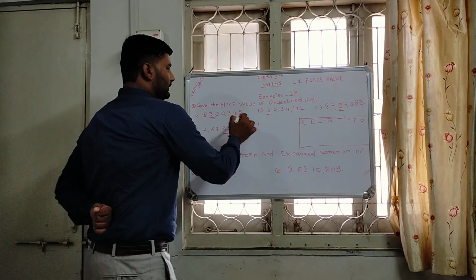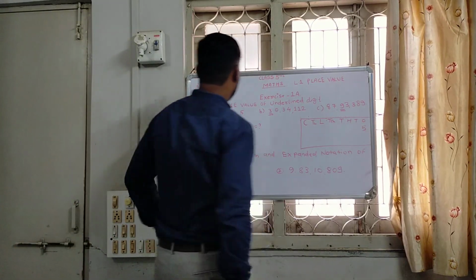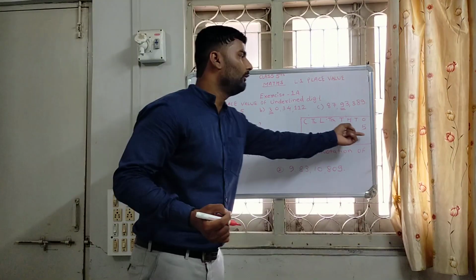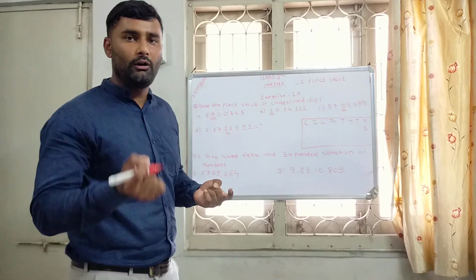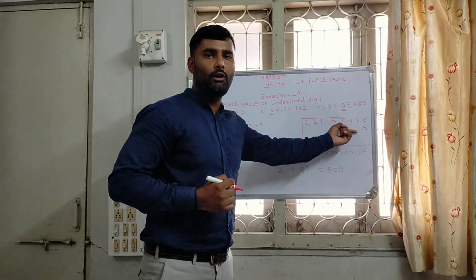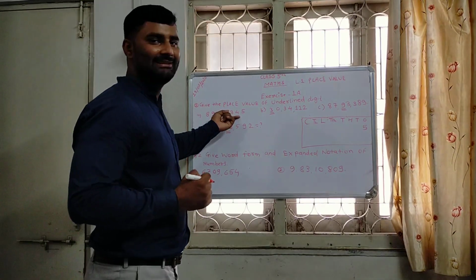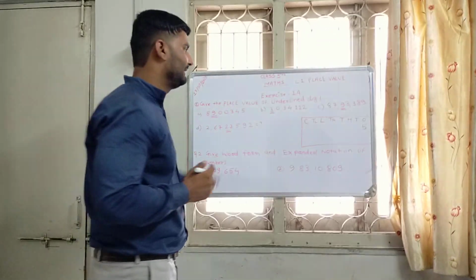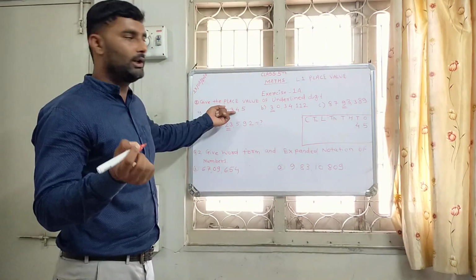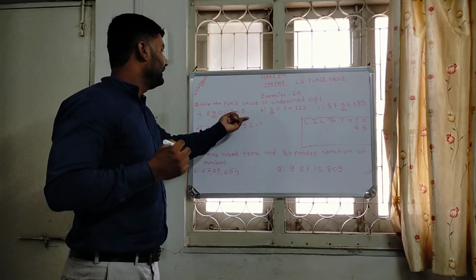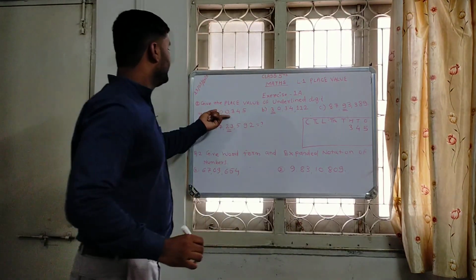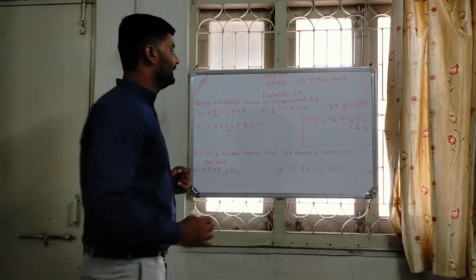So I put 5 here. Why am I putting 5 there? Because 5 is in the place of ones. After that I put the 4 in the column of tens, because 4 lies in the column of tens. Similarly, I put 3 in the column of hundreds, because the 3 is in the hundreds column. Now I put 0 in the column of thousand.